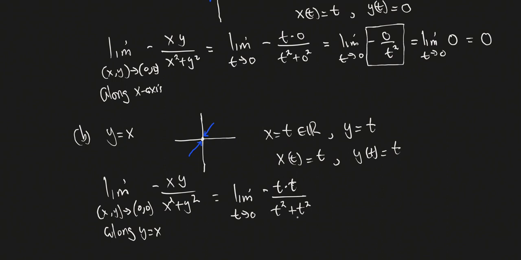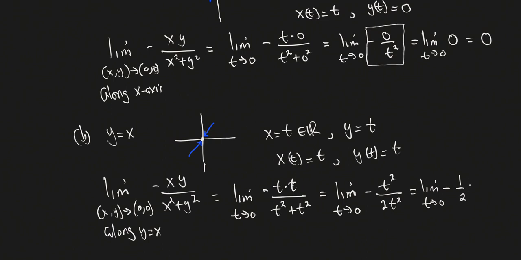But let's use some algebra and simplify this. So what do I have? I have the limit as t approaches 0 of negative t squared over, and then at the bottom I have 2t squared. But now I have a common factor of t squared, so I can get rid of that factor that's giving me the 0 over 0. And what am I left with? I'm left with another constant, and that constant in this case is negative 1/2.